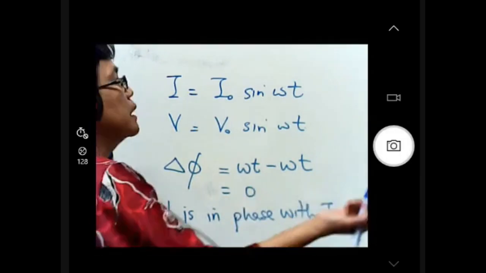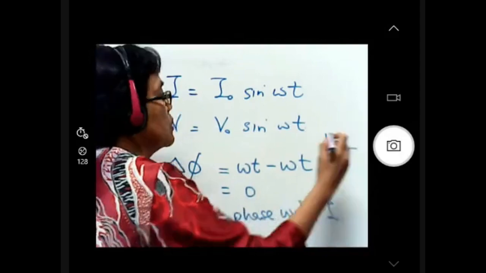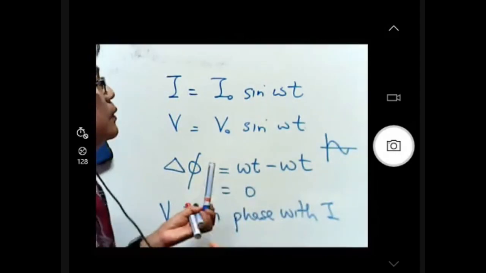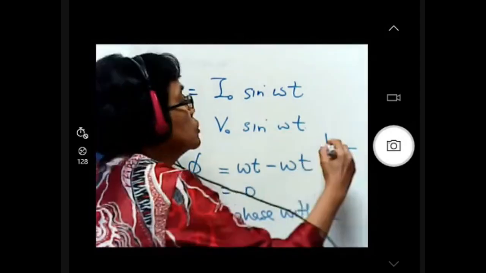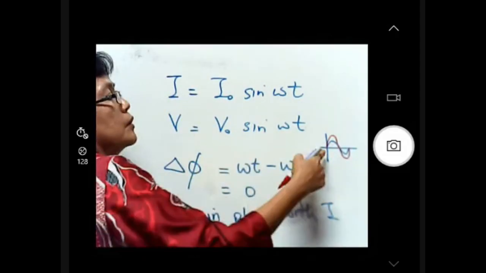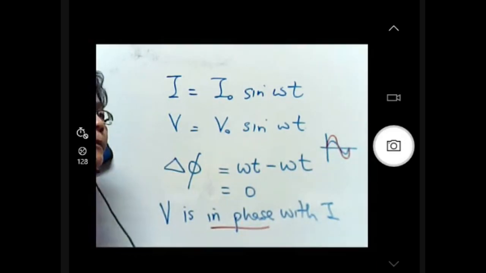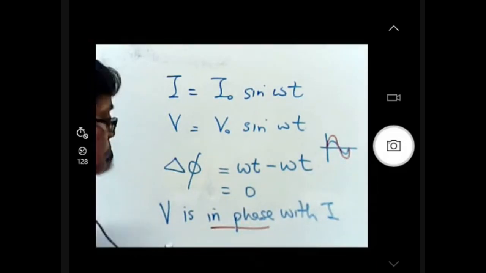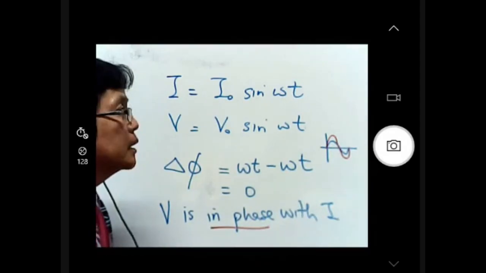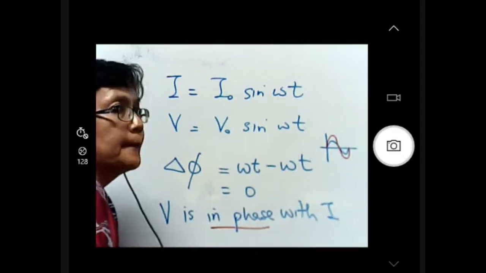That means, if you look at the graph, current is a sinusoidal graph. Then voltage is also a sinusoidal graph. So by looking at the graph, it's very obvious they are in phase. Okay? So this is about a pure resistor, meaning a circuit with only a resistor in it.